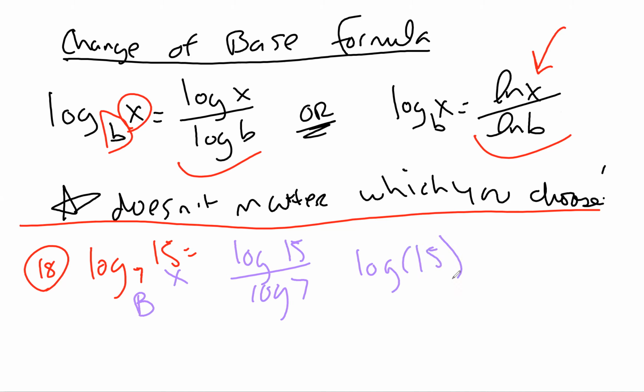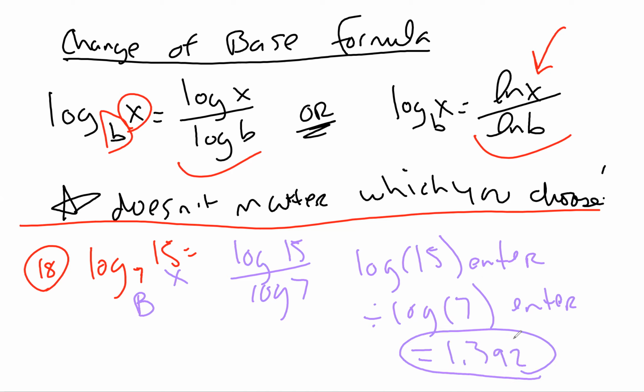You're going to get some horrible looking decimal, whatever. Then you're going to hit divide. Then you're going to hit log again. A parenthesis pops up. You hit 7. You hit enter again. And then the answer that you should get, to make sure that you're getting it, is approximately 1.392. So take a sec. Make sure you can get that number, because this is it.